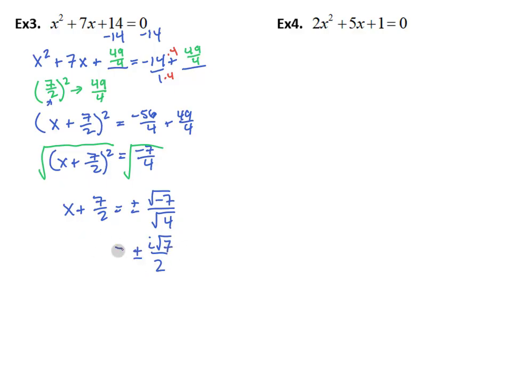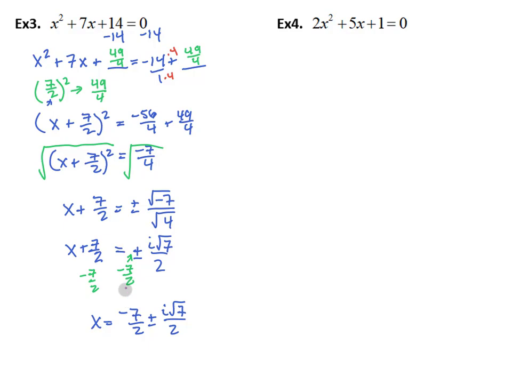Plus or minus. And of course, we need to move this 7 halves over to finish this thing. So let's subtract our 7 halves over. Remember, that needs to stay in front of the plus or minus. So put it in front of it. And we should end up with something that looks like this. x equals negative 7 halves, plus or minus, i root 7 all over 2.